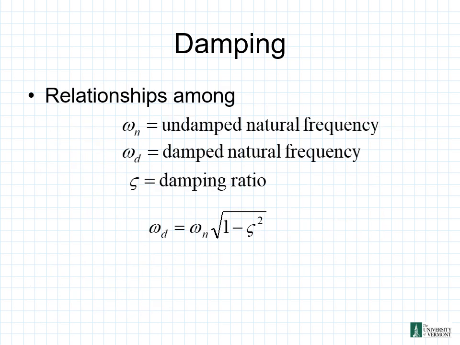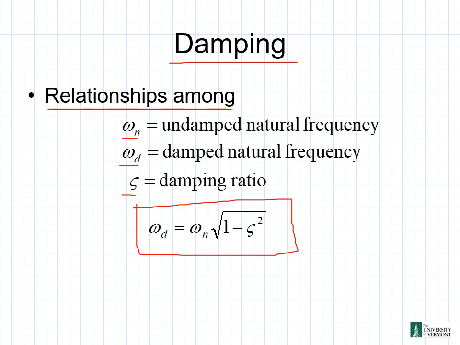So if we're talking about damping now, we have a relationship among our different variables here. Our omega sub n, our undamped natural frequency, our omega d, our damped natural frequency, and our damping ratio, we have this following relationship: omega sub d is equal to omega sub n times the square root of 1 minus our damping ratio squared. So from that, we can reduce this down for our f. Our f is equal to our f damped divided by the square root of 1 minus our damping ratio squared.